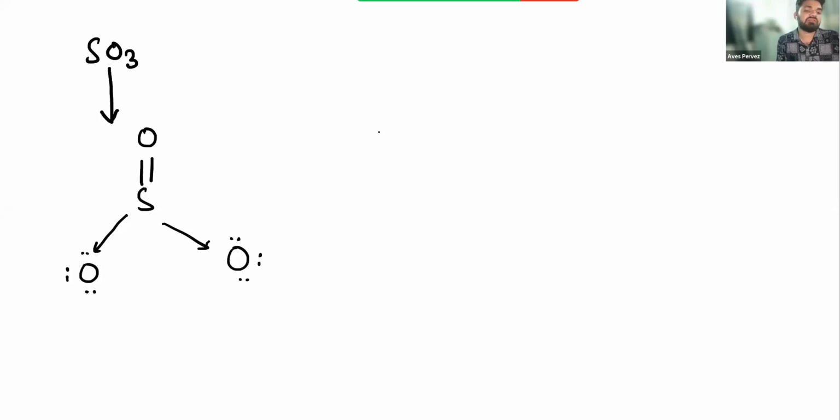So here the sulfur is going to have the 2,6 electronic configuration. 2 are shared here, but it is going to have 2 lone pairs, 1 lone pair here, 1 lone pair here. So this is an old structure.